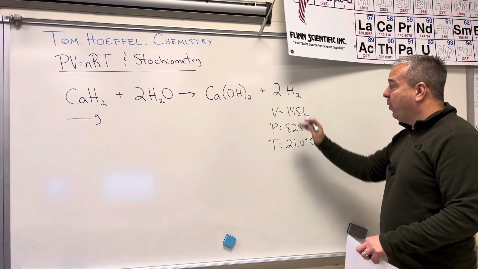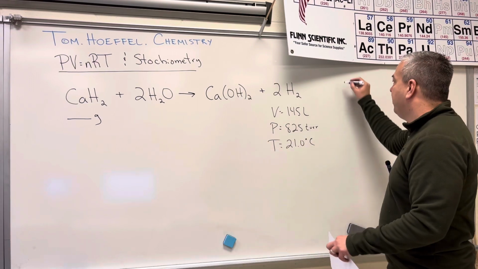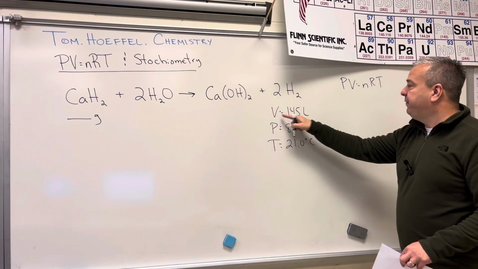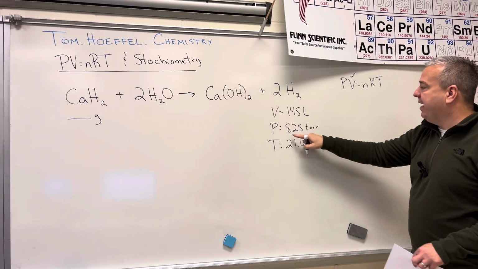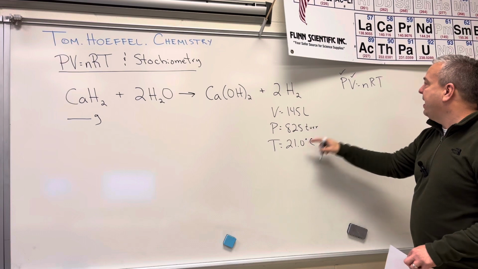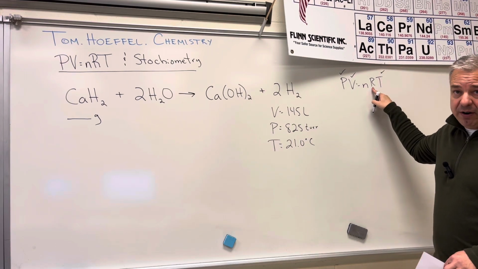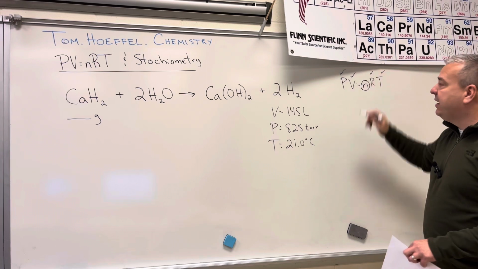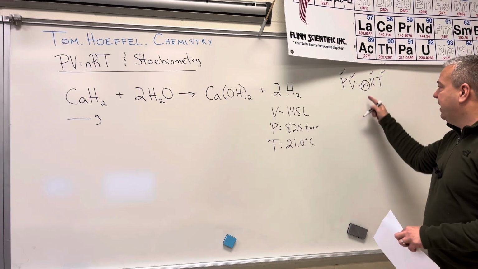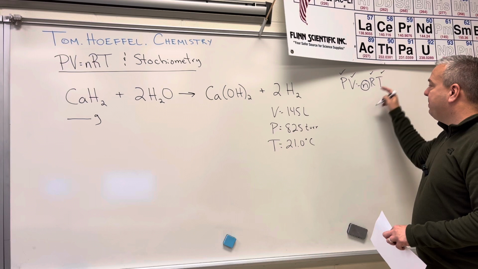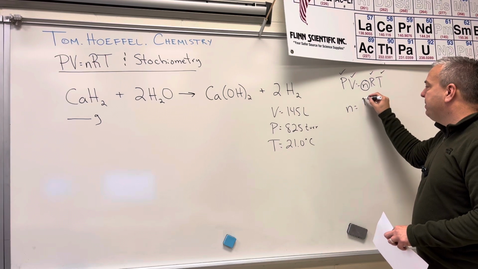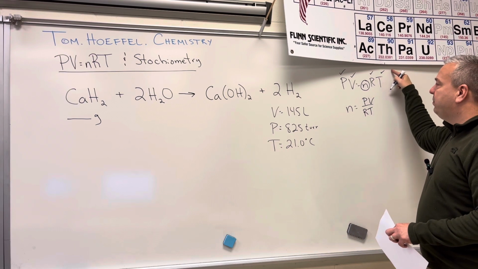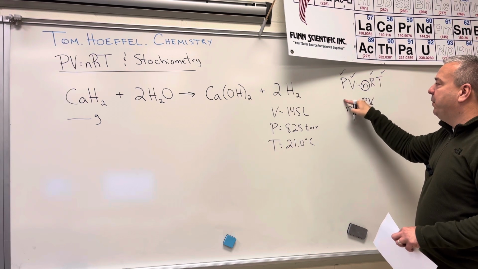Okay. So what I'm going to do is use the ideal gas law, which is PV equals nRT. I have the volume, check. I have the pressure, check. And I have the temperature, check. And the R is a constant, so I have that as well. So with that information, I can figure out the moles. Okay, so the moles, if I divide by RT on both sides, is going to be pressure times volume over RT. All I did was divide by RT on both sides.